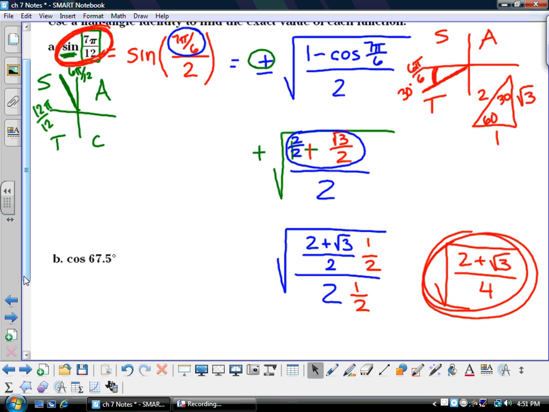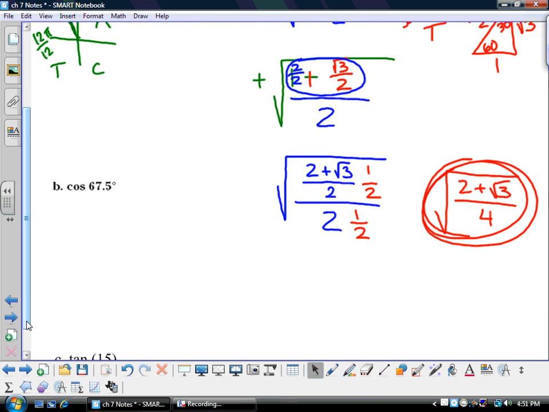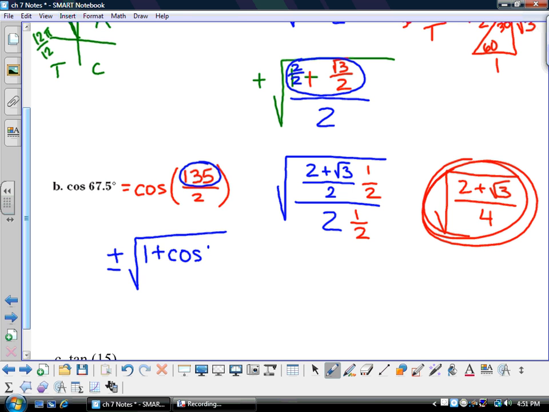Another example using half-angle formula. Figure out the cosine of 67.5 degrees. Since we're supposed to use a half-angle formula, I'm going to rewrite that as something divided by 2. 67.5 is 135 divided by 2. So 135 is going to be the value I plug in to the formula. The half-angle formula for cosine was plus or minus the square root of 1 plus the cosine of our angle divided by 2.